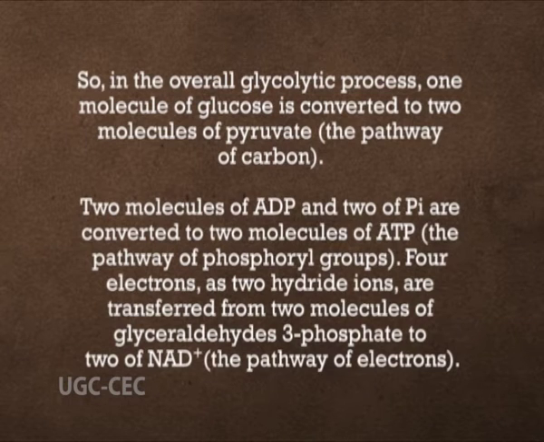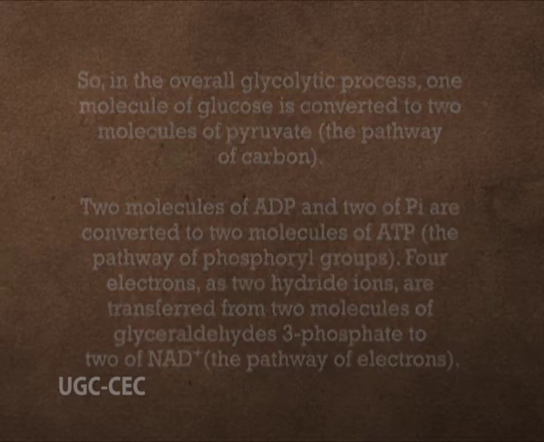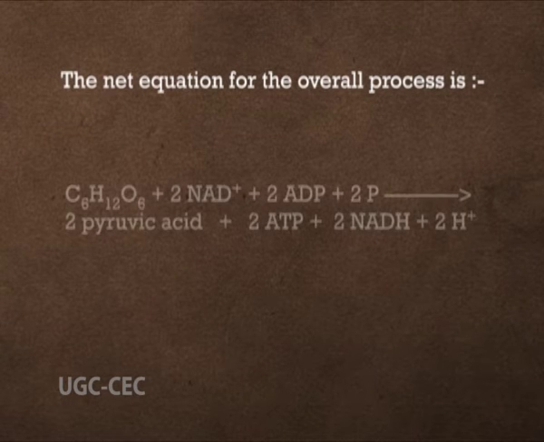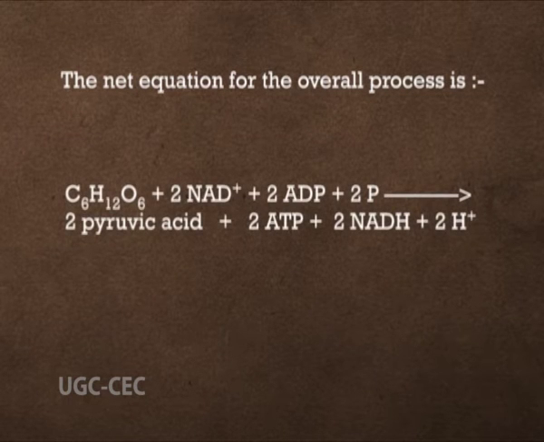4 electrons as 2 hydride ions are transferred from 2 molecules of glyceraldehyde 3-phosphate to 2 of NAD+, and this is the pathway of the electrons. The net equation for the overall process is C6H12O6 plus 2 NAD+ plus 2 ADP plus 2 Pi, which gives 2 pyruvic acid plus 2 ATP plus 2 NADH plus 2 hydrogen ions.